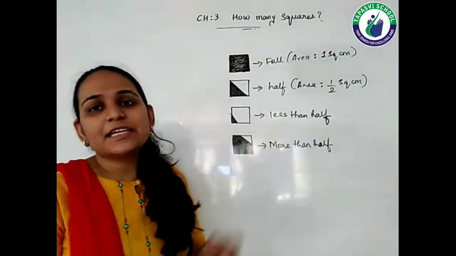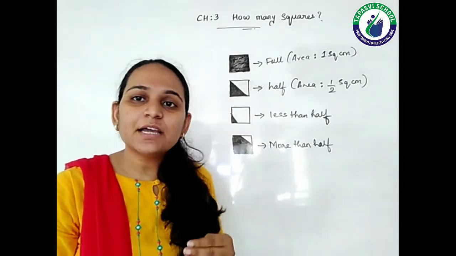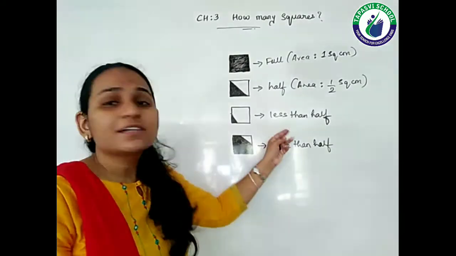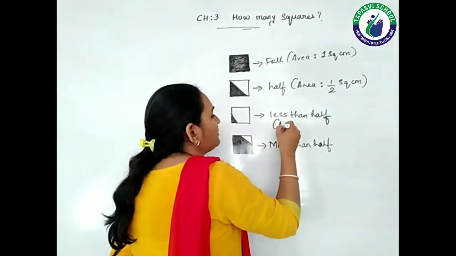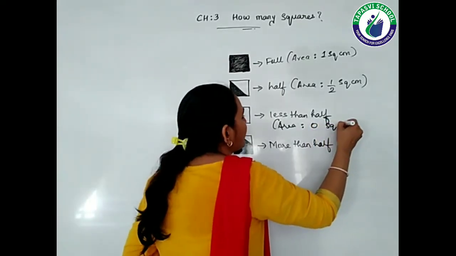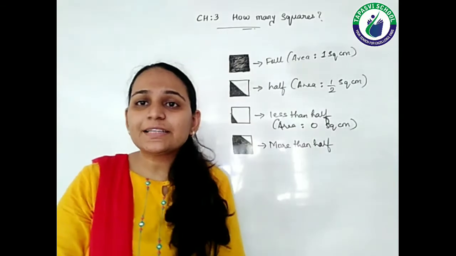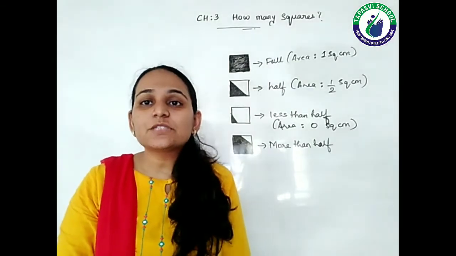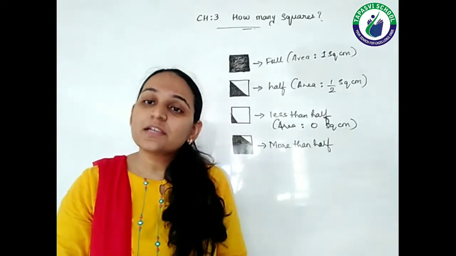If it is less than half, अगर आधे का भी आधा है students, right? So we will not consider the area of such particular squares and will be writing the area as 0 square centimeter. If it is half of a half, students, then in that case you have to consider the area as 0 of that particular square.